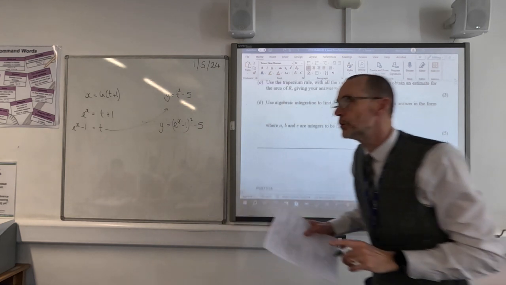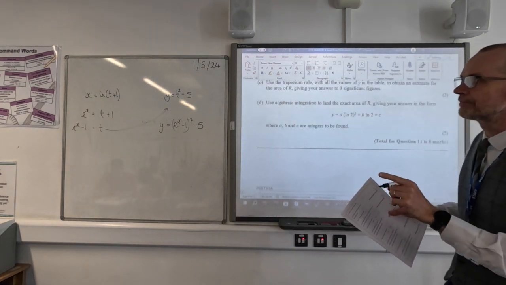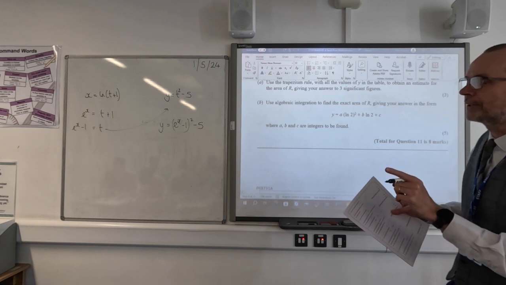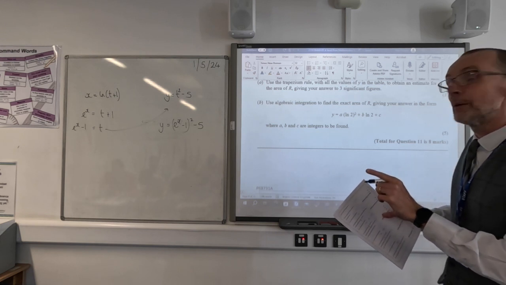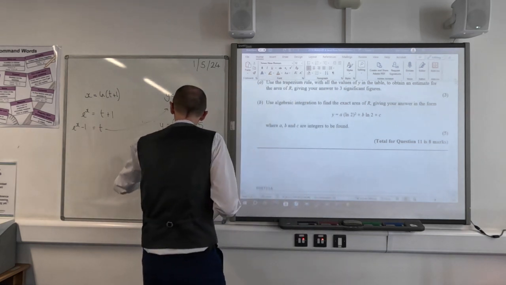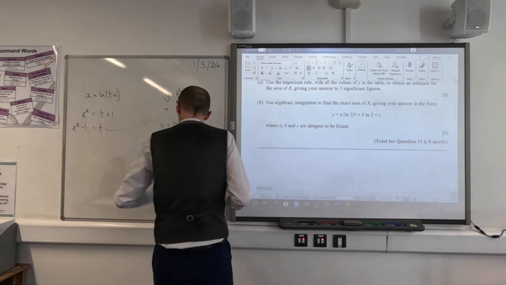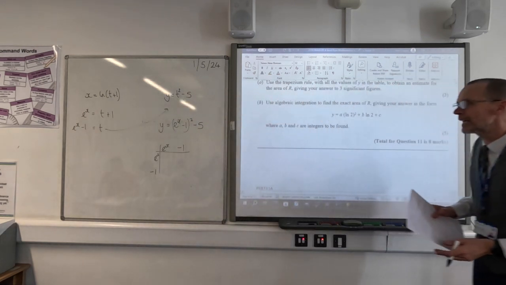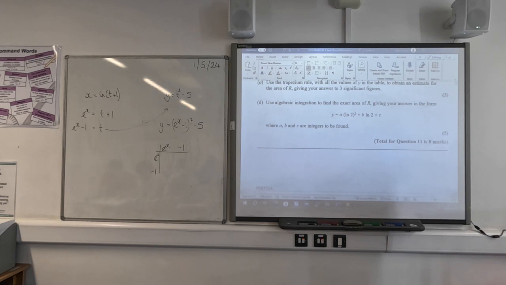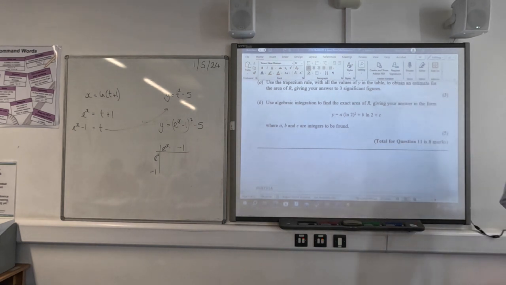So to undo ln, you e both sides, take away the 1. Just out of interest, what if we needed to expand that? So go on, work out what you get if you do e to the x minus 1 squared. What does that actually give you? Because that involves an important point.